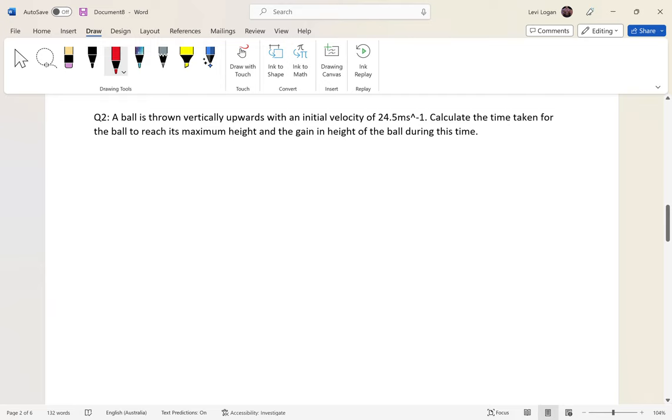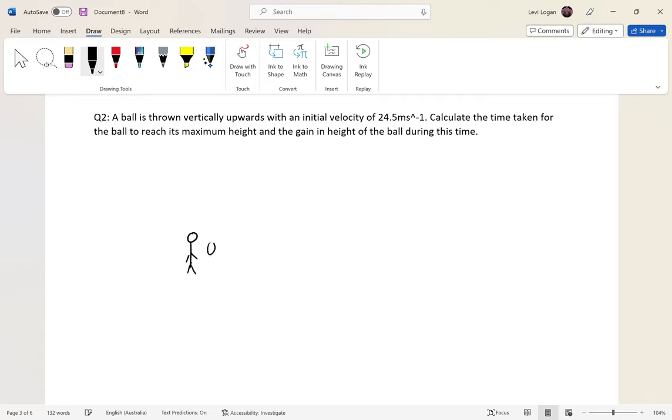Alright, next question. A ball is thrown vertically upwards with an initial velocity of 24.5 meters per second. Calculate the time for the ball to reach its max height and the gain in height of the ball during this time. So if you want to have a go at this question, feel free to pause the video and have a go.